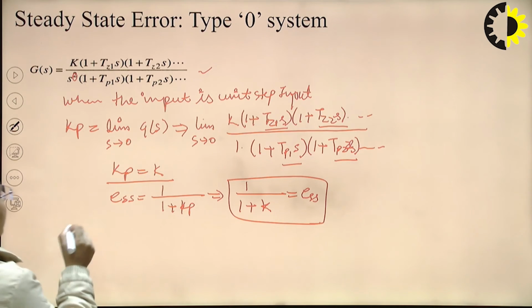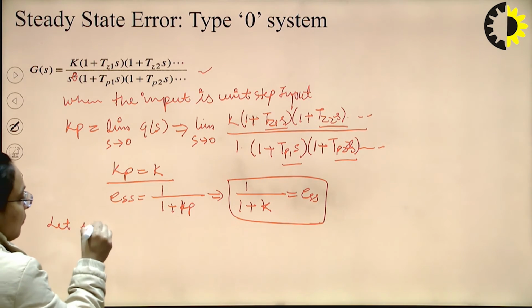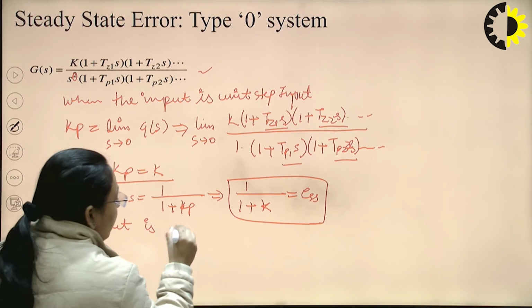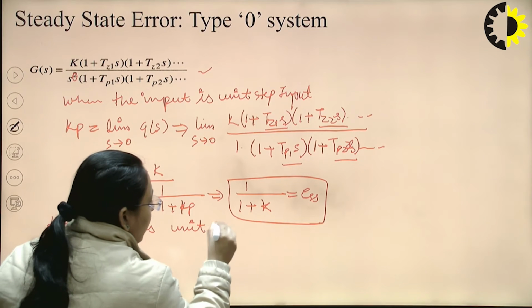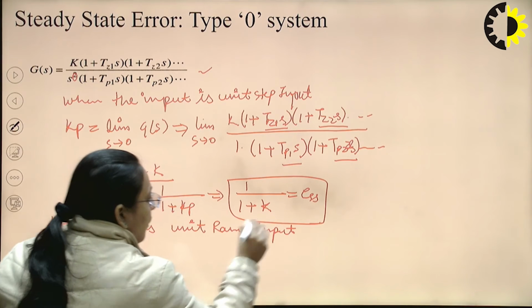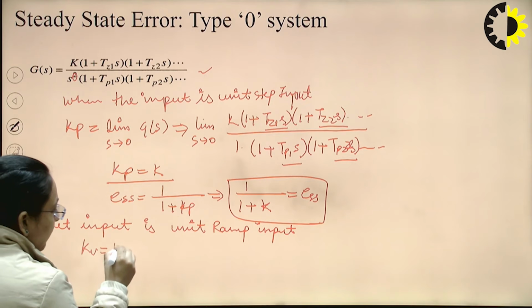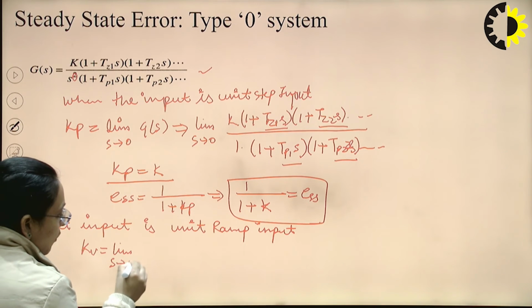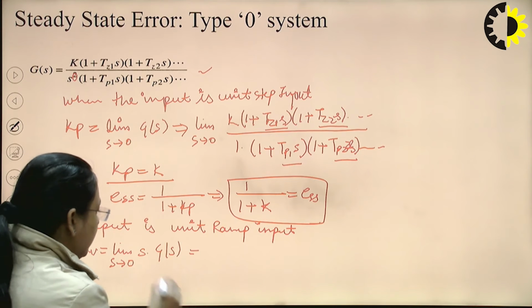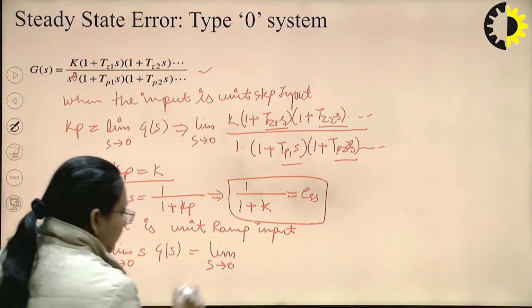Similarly, for type 0 system, let the input be a unit ramp input. For unit ramp input, what will be the value of Kv? That is limit S tends to 0, S into G(S). Now we can again simply put the value of G(S) in this equation. So it is limit S tends to 0, right?